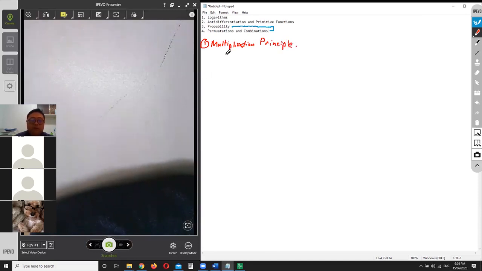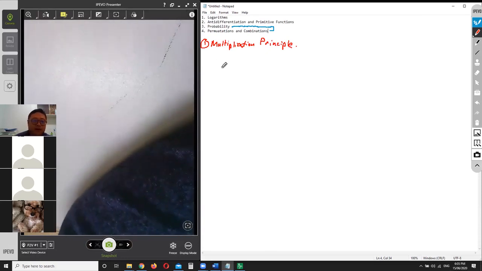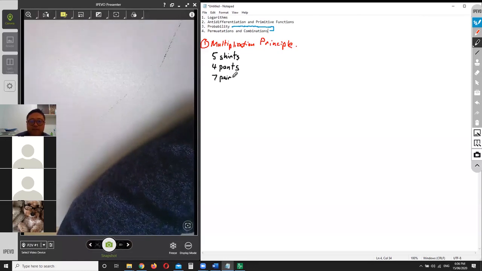Okay, so the multiplication principle says you multiply when you're trying to work out the number of arrangements of something. I'll give you an example. I have 5 shirts and I have 4 pairs of pants. I also have 7 pairs of socks. How many ways can I arrange an outfit? Any ideas?